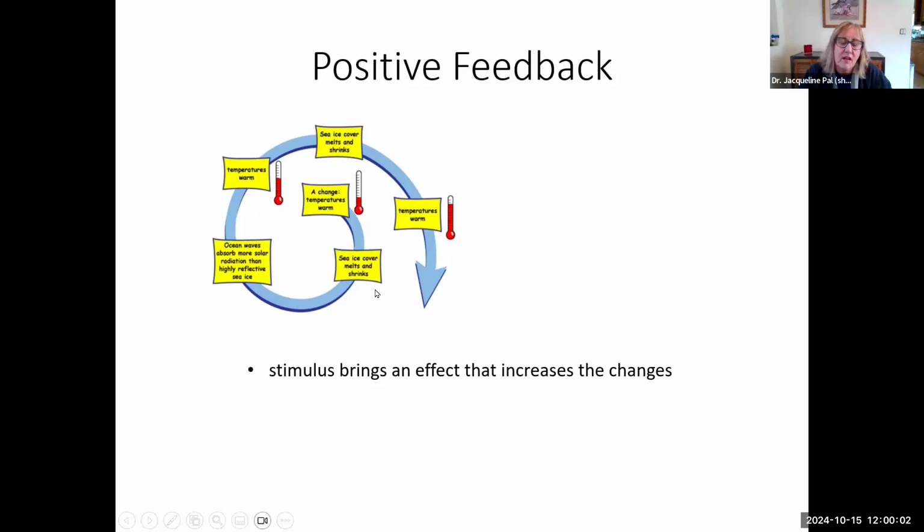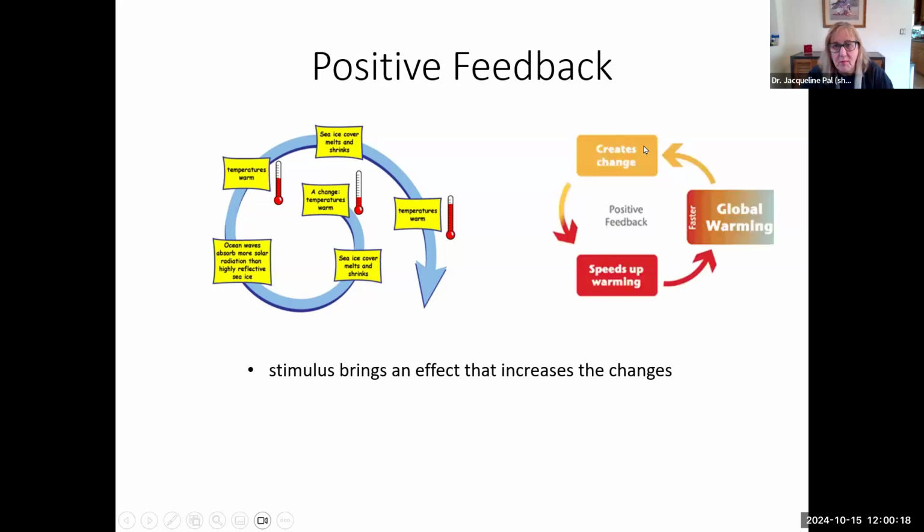All right. So this obviously was not negative feedback. This was positive feedback, just like what happens as temperature is warming and the sea ice melts and shrinks. And as sea ice shrinks, then more temperatures warm, and more shrinks and more warms. And so what happens with global warming creates more changes, which speeds up global warming. This is positive feedback. The stimulus is bringing an effect that increases the change. This is not negative feedback.